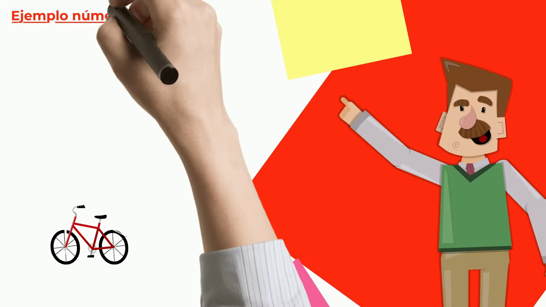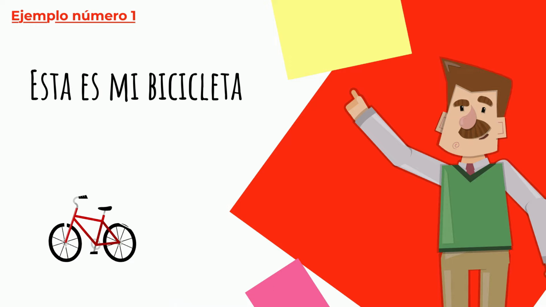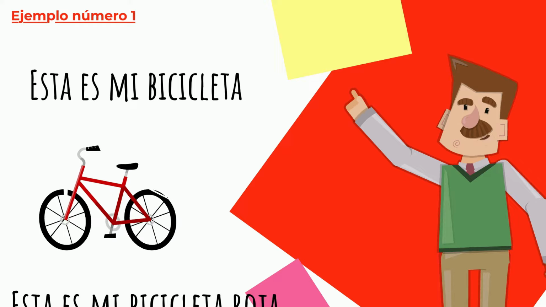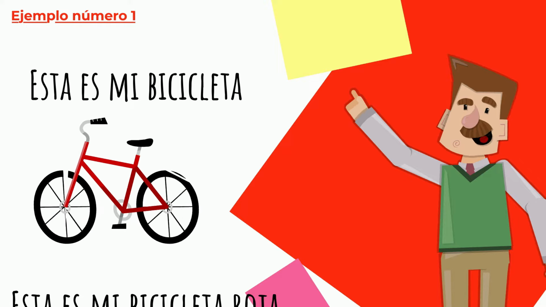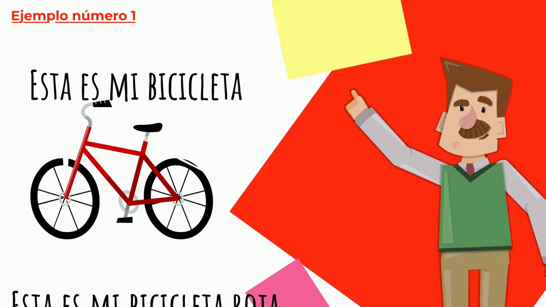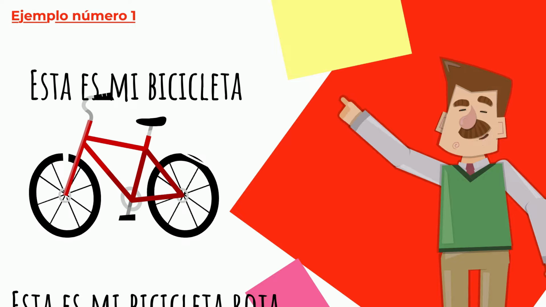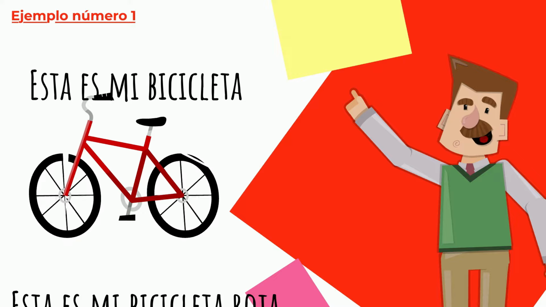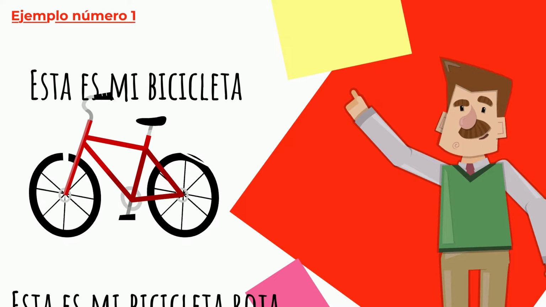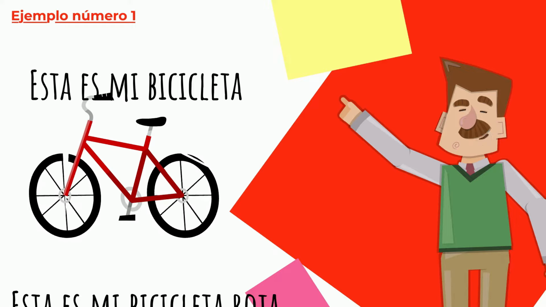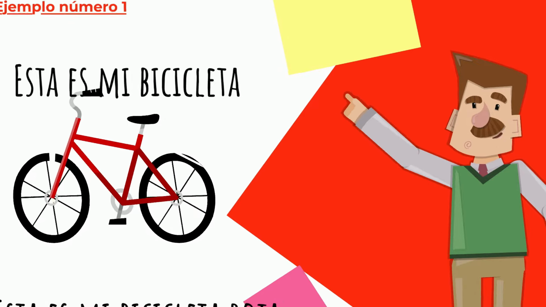Muy bien. Let's see this ejemplo. Número 1. Esta es mi bicicleta. That's right, you guessed it right. That means this is my bicycle. You can also add more information by adding an additional adjective. You can say, esta es mi bicicleta roja. This is my red bicycle.